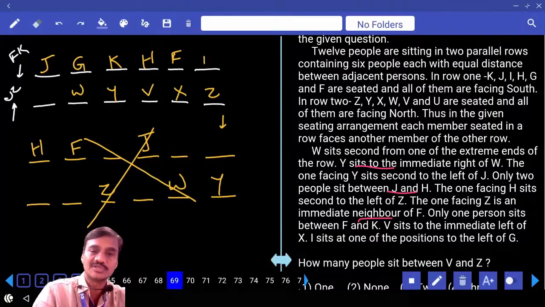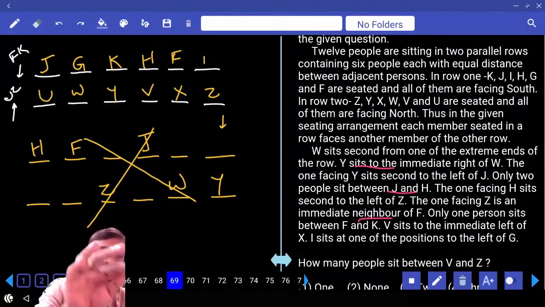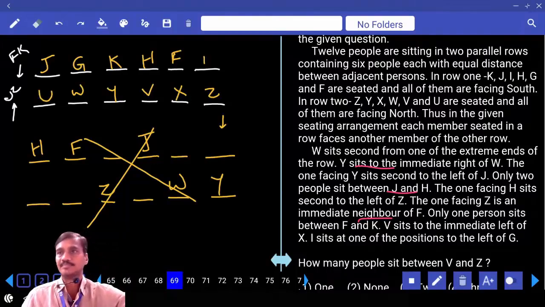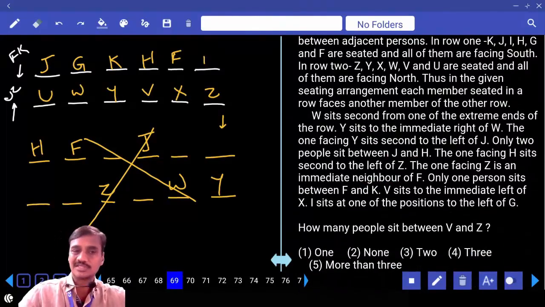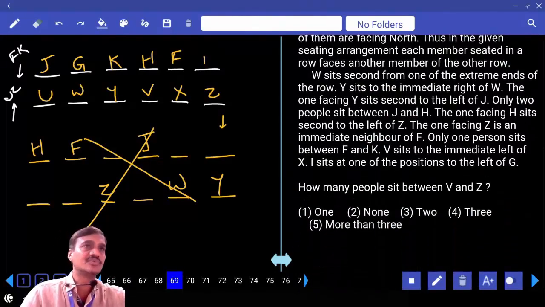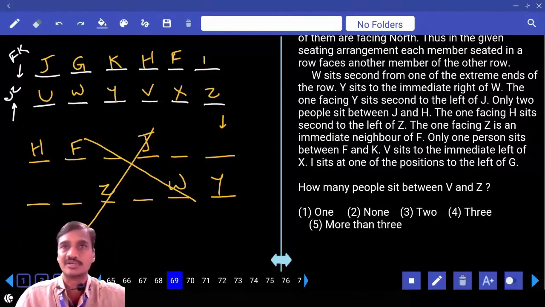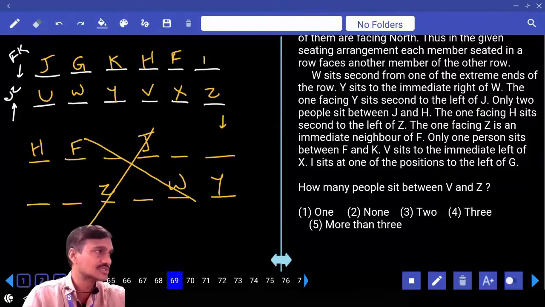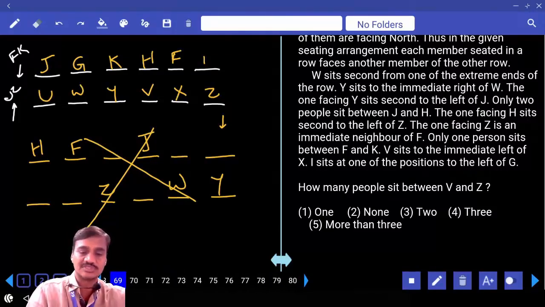Then tell me, who is the person left over here? U is the person left, U is in this row. Clear now? Though there are some 12 persons, there is no necessity for you to shift this one to the second priority. Within 3 minutes you can solve this one. Now, how many people sit between V and Z? Between V and Z there is exactly one person, choice 1, question 69.